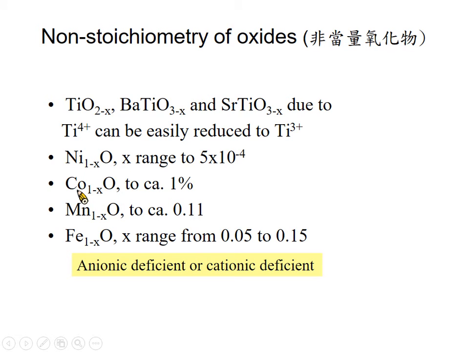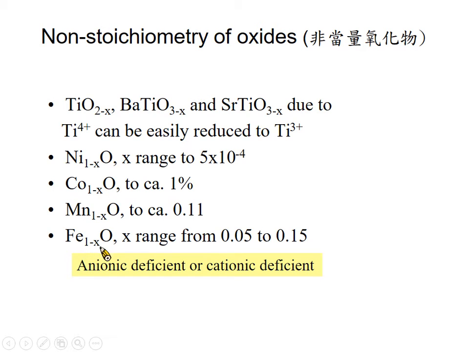How about cobalt? Cobalt has a similar chemical behavior as nickel oxide. This value x can go to 1%. How about manganese oxide? Manganese oxide can go to 0.11. This 11% is a big deal. So manganese oxide is a very good redox material. Why redox? This means reduction and oxidation. This means that the MnOx material can undergo either oxidation or reduction reactions.